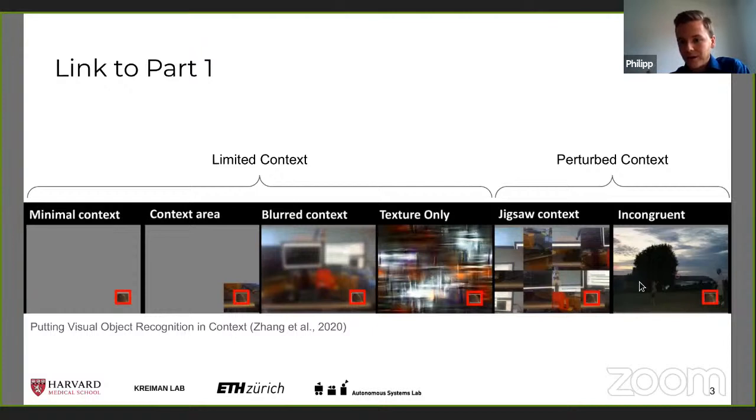And if we look at the very right experiment, this incongruence experiment, we took that perturbation or violation even a step further by actually extracting an object in one image and pasting it onto a different image, in that case one with a totally unrelated context. So in part 2, we will look a bit more at context perturbations.